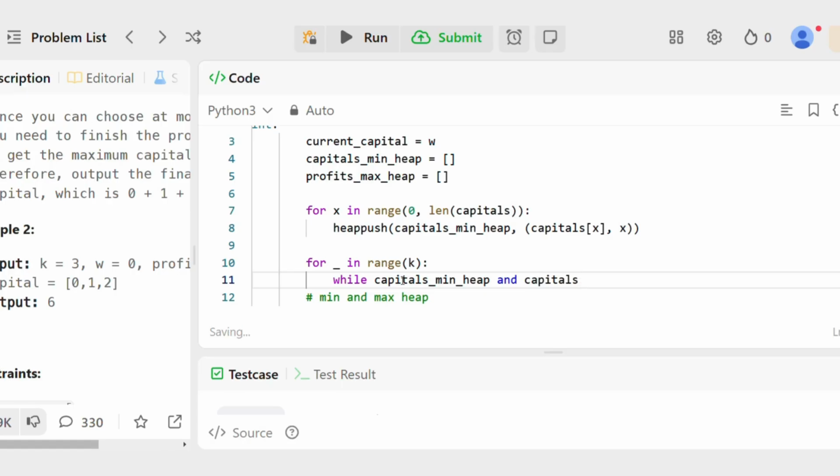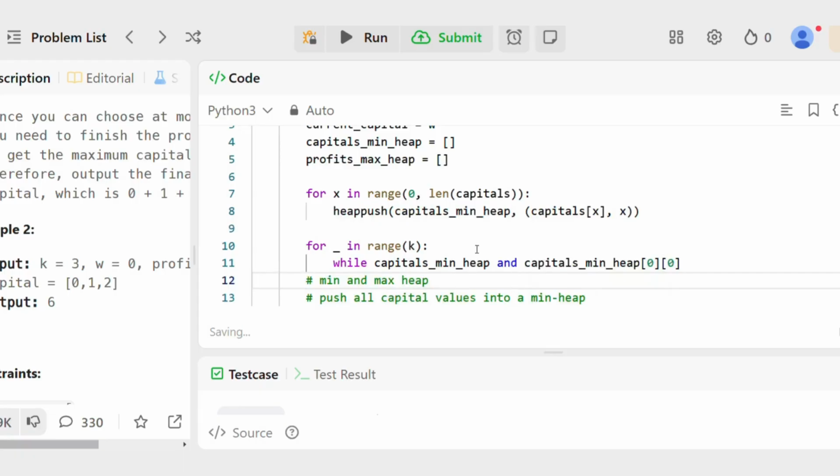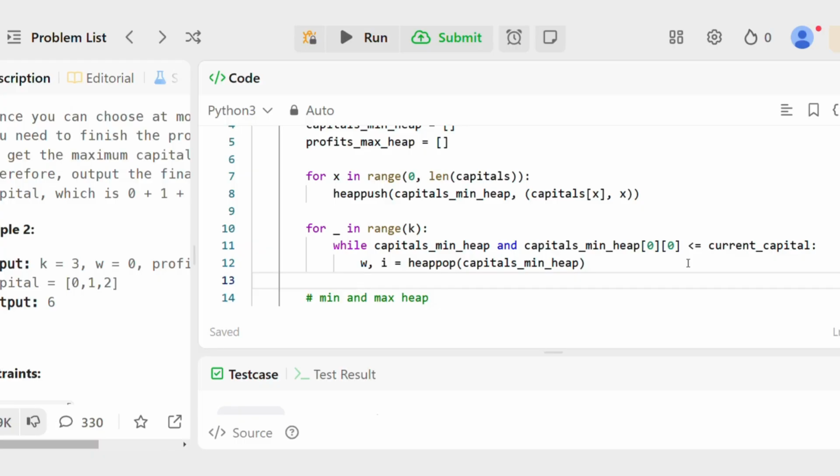So while capitals min heap and capitals min heap 0 0 is less than or equal to current capital, we are going to say C W comma I. We're going to pop it from the heap, heap pop capitals min heap, and then we are going to push into our profits max heap the profits attached to it. So if you remember the diagram, we're just replicating it in code basically.